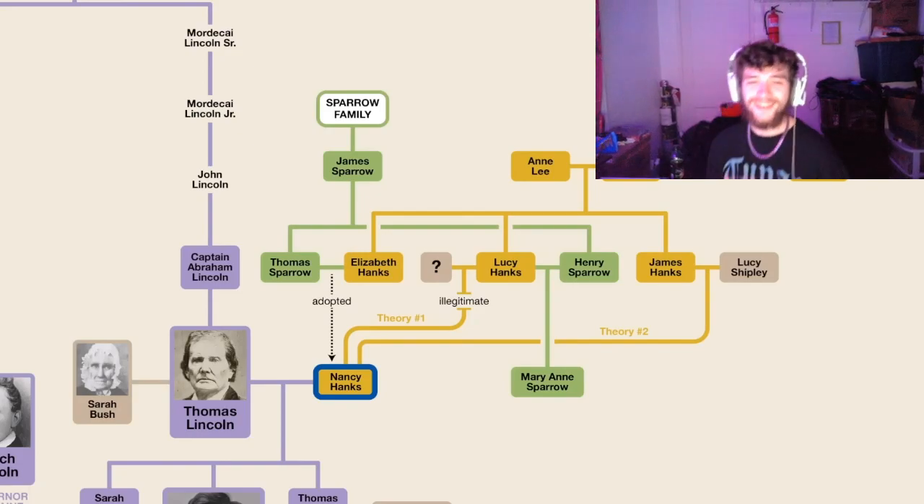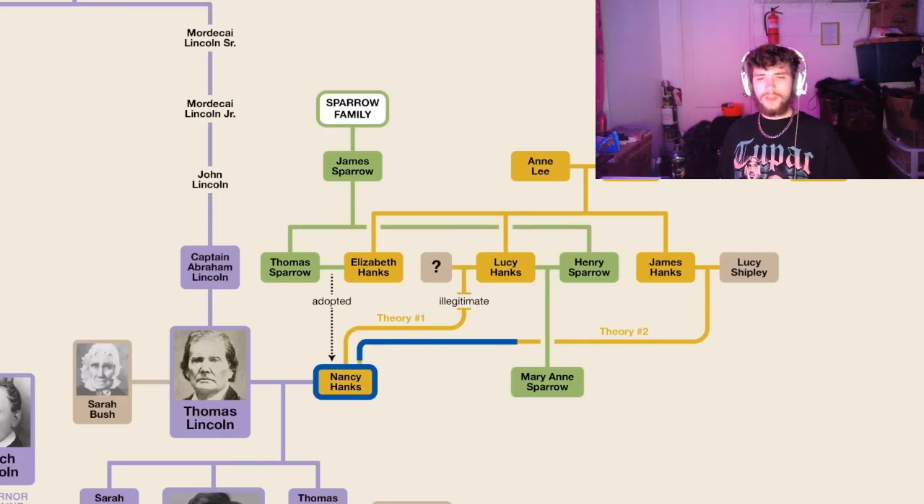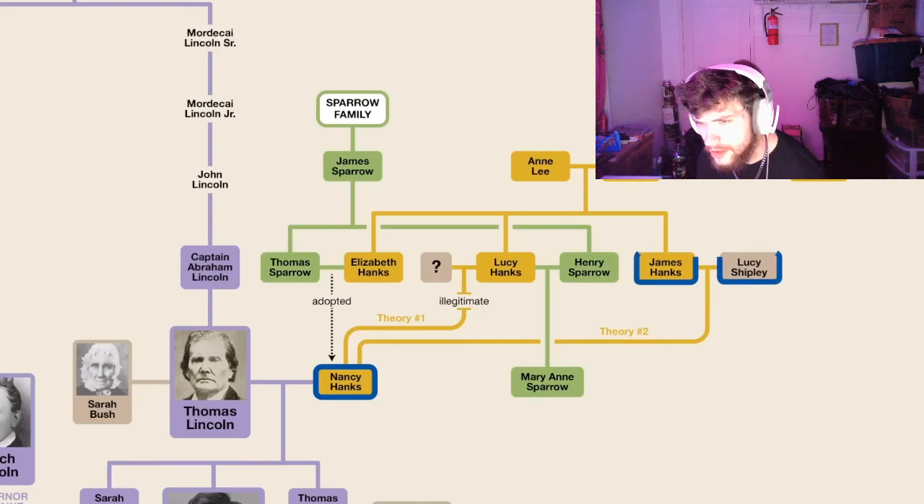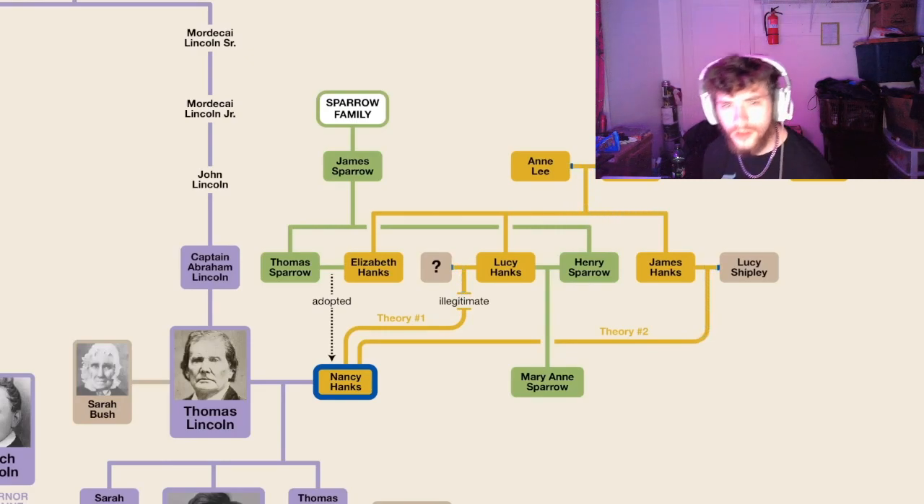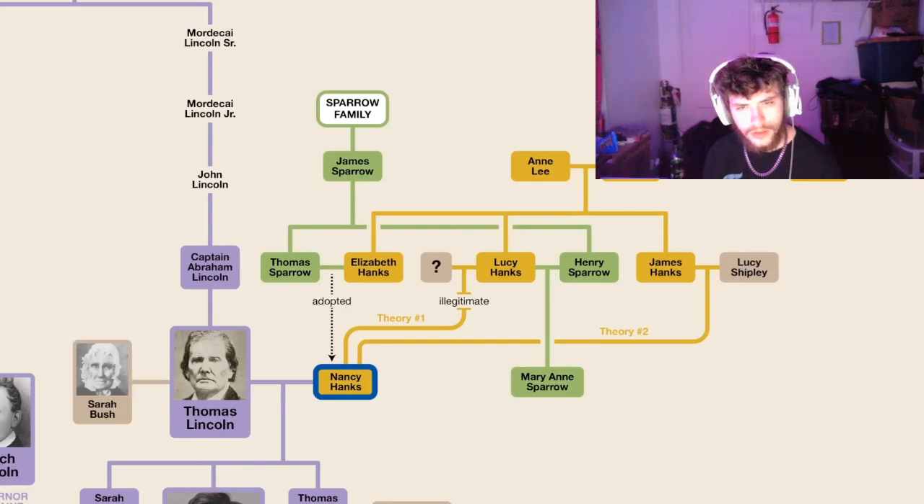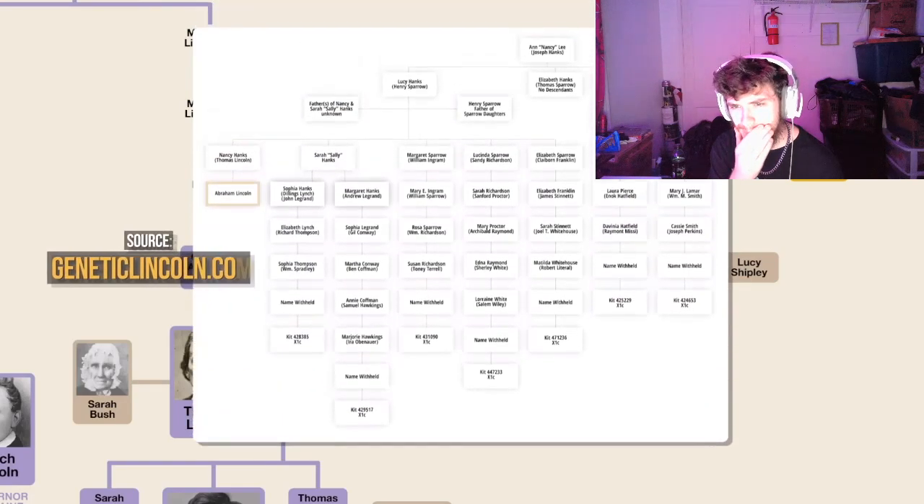The other theory is that Nancy was the legitimate daughter of Elizabeth and Lucy's brother, James Hanks, and his wife, Lucy Shipley. So either way, her mother's name was Lucy, and either way, she was the biological granddaughter of Anne Lee and Joseph Hanks. However, according to Theory 1, she's related to the Hanks on her mother's side. And according to Theory 2, she's related to the Hanks on her father's side. Due to modern DNA studies, we now know the answer to this puzzle.